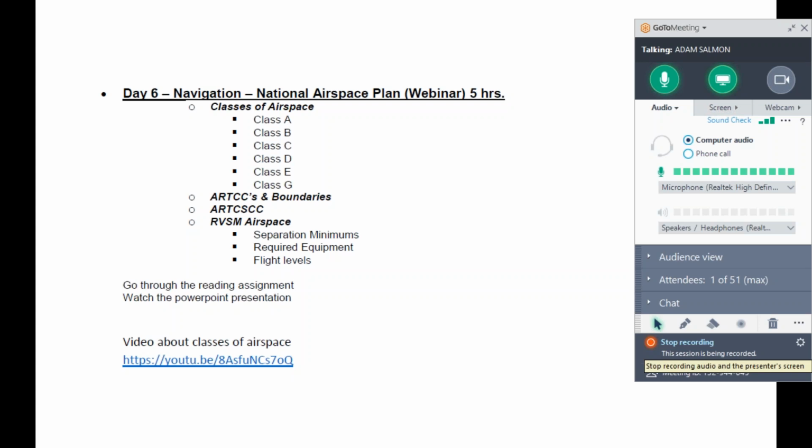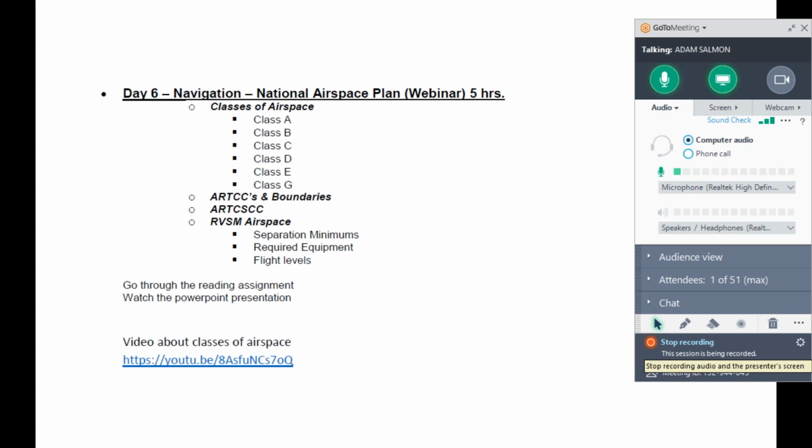There's a little bit about that in the reading, not much. Today you'll notice there really isn't a lot of reading. Most of the stuff you're going to learn today is going to be in the PowerPoint and the video presentation there about classes of airspace. The reading will talk about the Air Route Traffic Control Centers and the Air Route Traffic Control System Command Center.